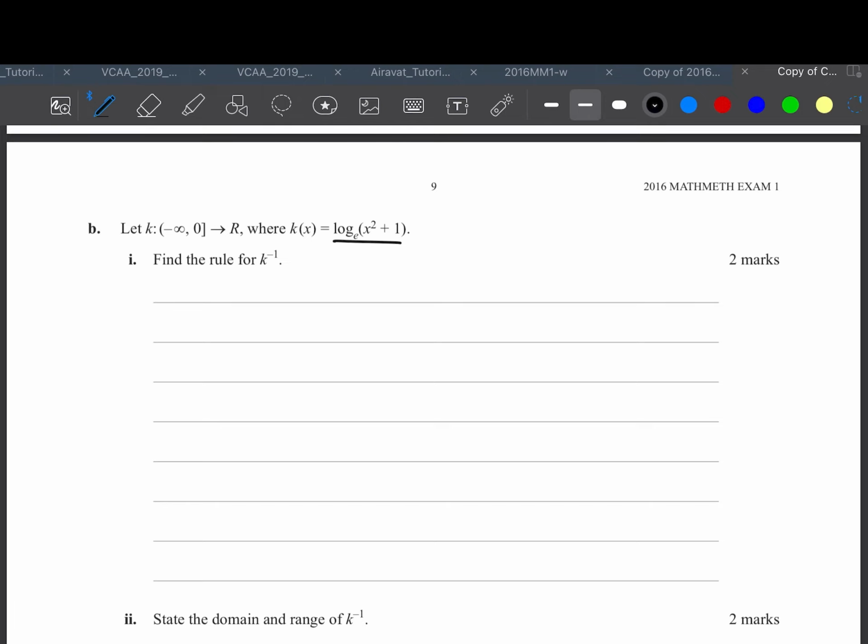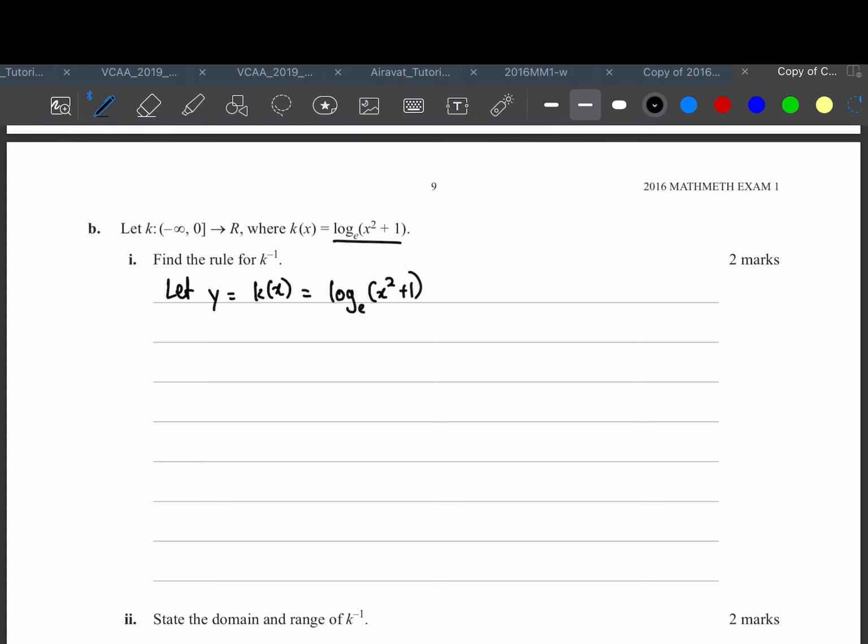Now what we have to do is find the rule of k inverse. So the first line I'm going to write is let y equal k of x, which is equal to log base e of x squared plus 1. Now why did I write this line? I'm going to explain later.